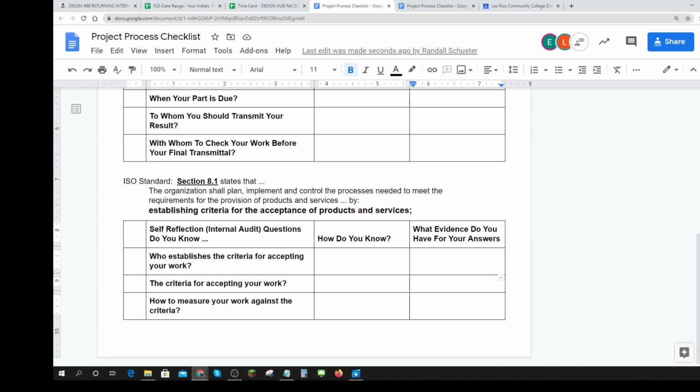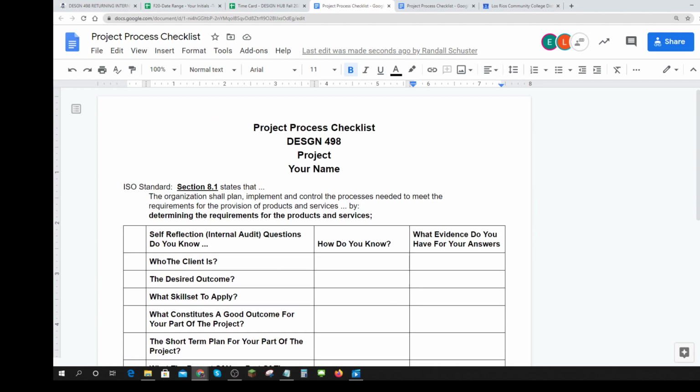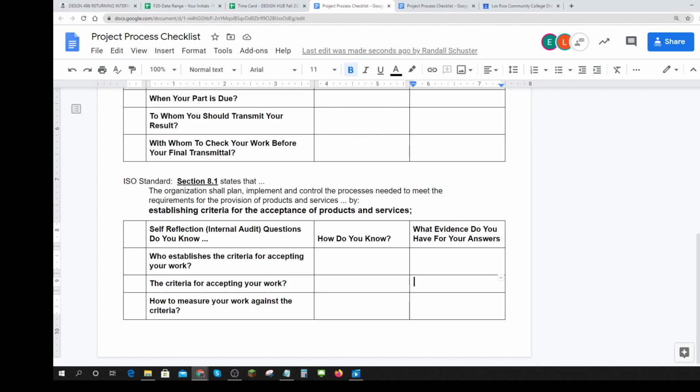So now you're going to continue with the one that you started, cut and paste this into it, and start asking yourselves the question, who established the criteria for accepting your work? And if you don't know, you have to find out who assigned your work to you and ask the question. And you can do that through an email, through Discord, through some other communication that you've got. Okay?